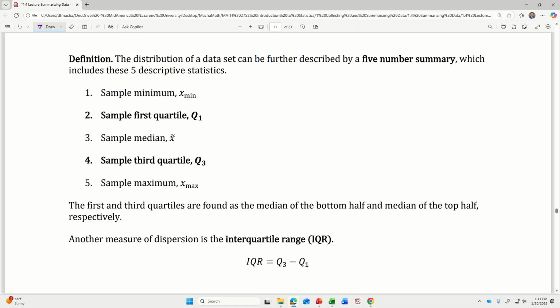Then we talked about one more measure of dispersion. It's the interquartile range, or IQR. The interquartile range is just the difference between your quartiles. You subtract Q3 minus Q1, and you get the IQR.